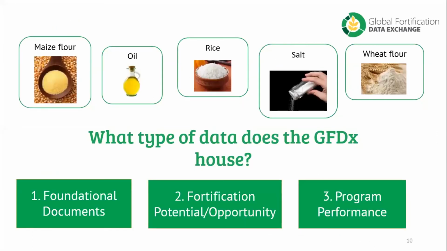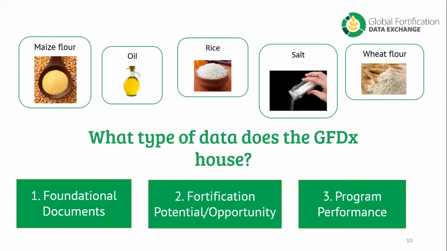So what type of data does the GFDx house? Currently, we have data for 196 countries on 5 of the most commonly fortified foods. These are maize flour, oil, rice, salt, and wheat flour. The type of data we compile can be organized into 3 broad categories. The first is foundational documents. These are documents to establish a good foundation for a country's fortification program.